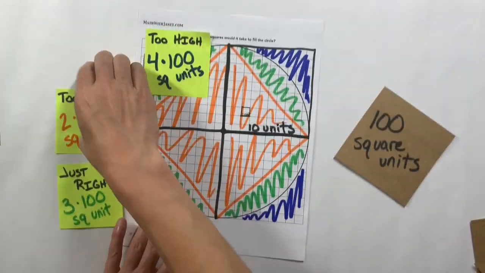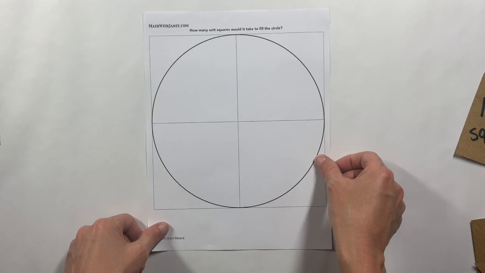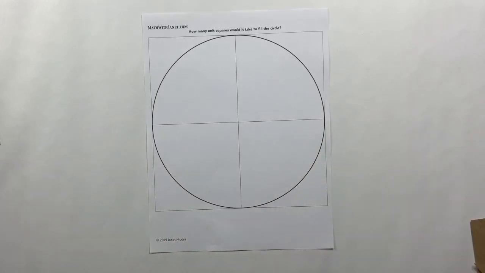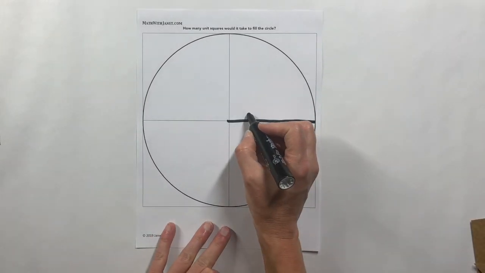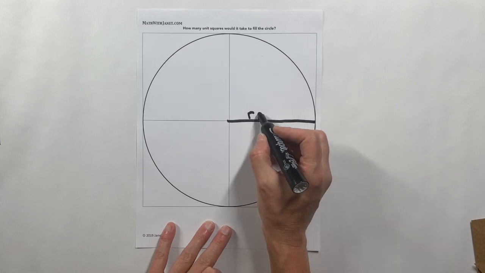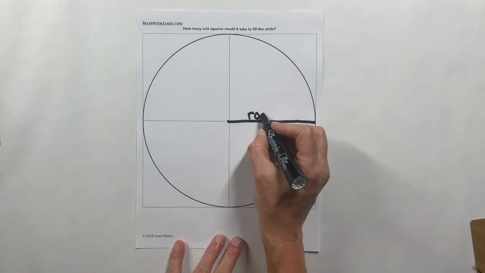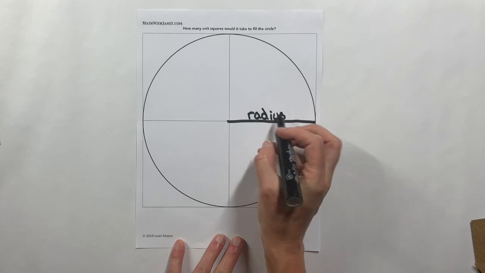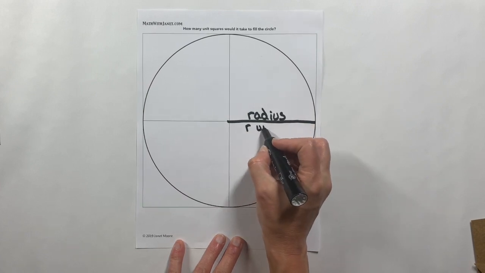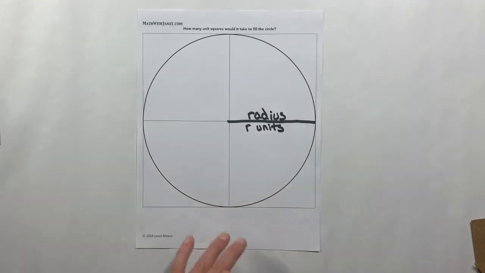So what does this mean and how is this helpful to us? We're going to go back to our large grid one more time. This time, we're not going to consider our radius as just being 1 unit in length. This is our radius, and we're going to call it r units in length.